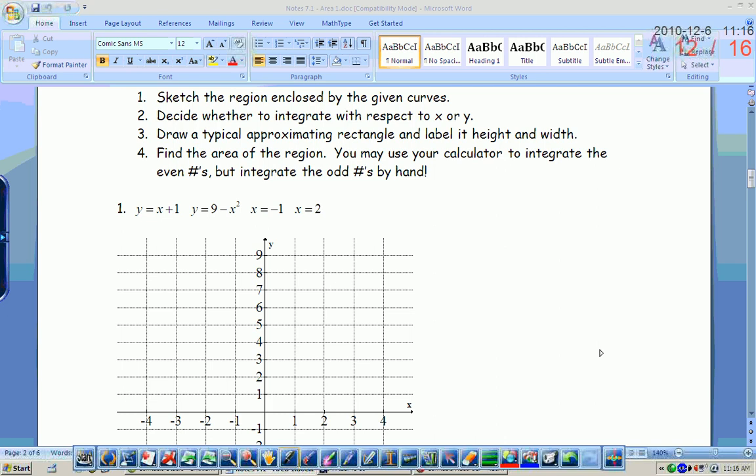Okay, so the first thing I need to do is find the region that's bounded by all of these curves. I will let you use your calculator for the most part to draw them. However, on this one, we should be able to do this without a calculator. So let's try to draw these without a calculator. All right, y equals x plus 1. That's a line. What's the y-intercept? What's the slope? 1.